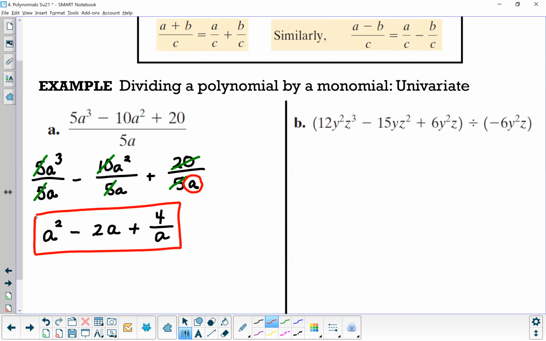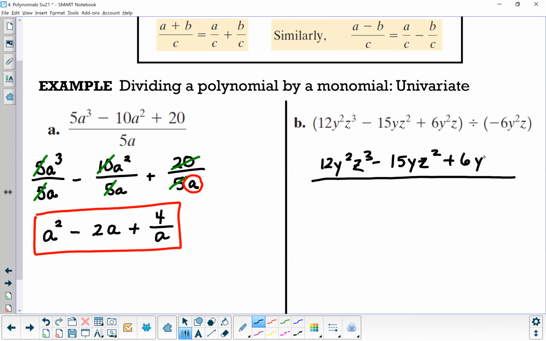Part B, we have something similar. The notation is a little different. We're not using the fraction bar. We have the traditional division symbol. But if we wanted to, we could rewrite this question using the same notation we have here. So in the first set of parentheses, we have 12y squared z cubed minus 15y z squared plus 6y squared z. We can rewrite this using the fraction bar and putting that in our numerator with those three terms that we have.